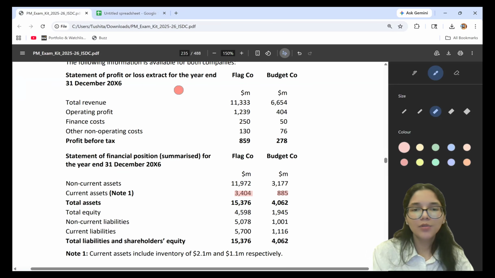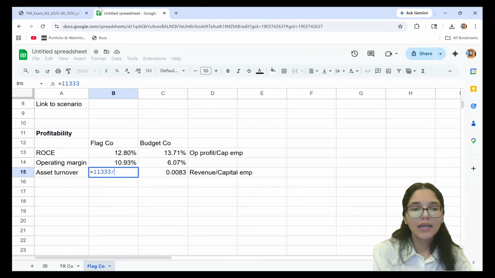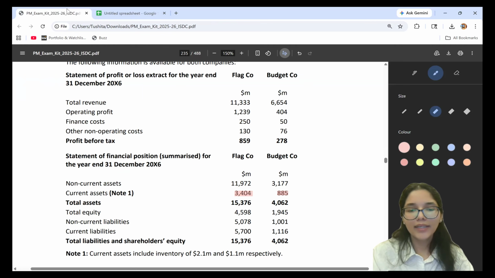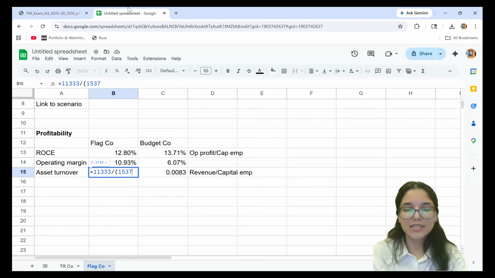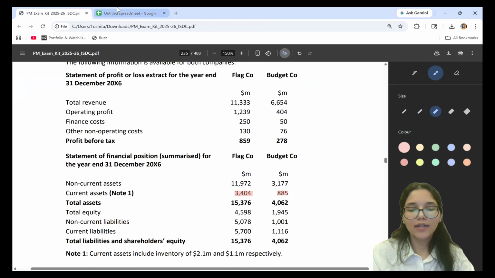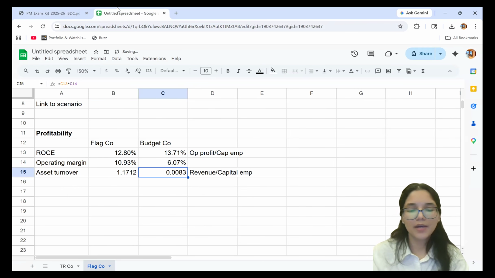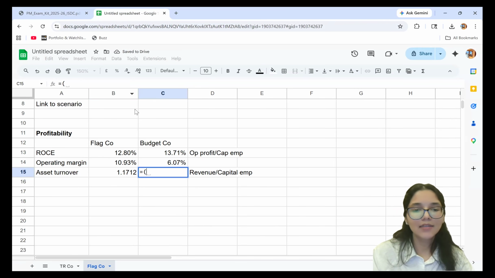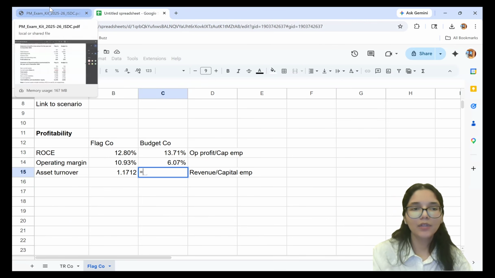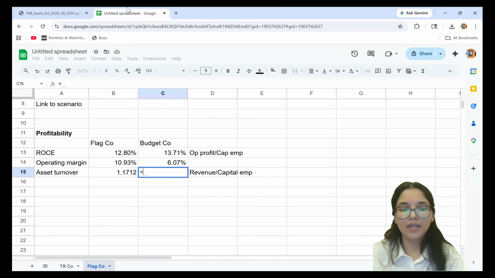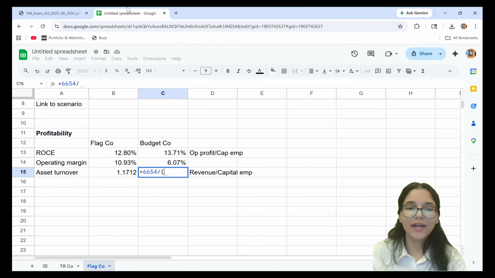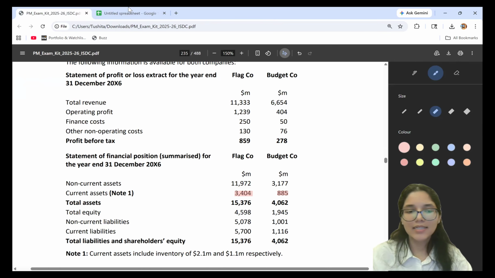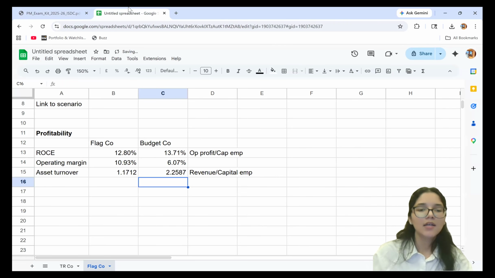So the revenue is given to us, 11333, and you divide this by the capital employed, that will be total assets 15376. From this you take away your current liabilities of 5700. Then for the asset turnover for the budget company, again, you take their revenue that's directly given as 6654, and you divide this with their capital employed of 4062 minus the current liabilities that they have, which is 1116. So this way we have calculated the asset turnover.